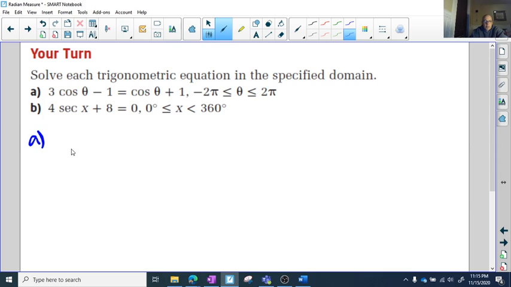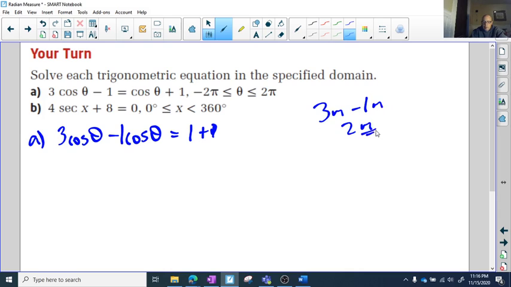So if I take A, the first thing I'm going to want to do is isolate my trig ratio by itself. And I say, yeah, but there's 2 of them. Well, trig ratios are like variables. You can collect them. So I've got 3 cos theta. I'm going to move this cos theta over here, minus cos theta. I'm going to take this one and add 1, take that 1 the other way. Now I've got 3 cos theta minus 1 cos theta. Think of it like 3m minus 1m. You collect them. Well, instead of m's, they're cos thetas. This would be 2 cos theta equals 2. Divide both sides by 2. Cosine of theta must equal 1.